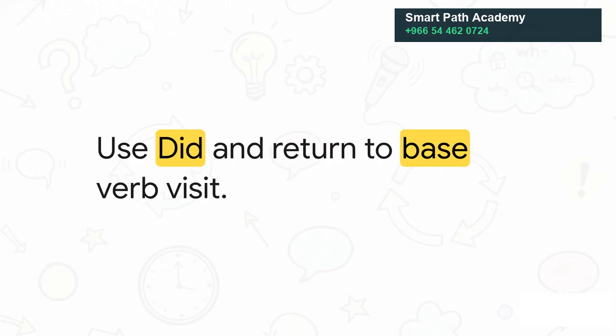Okay, so what if the action happened in the past, like they visited the museum? Well, for past tense questions, our go-to helper is did. So we just put did right at the front. Did they visit the museum? And let me remind you once again, look really closely here. The main verb, visited, returns to its base form, visit. The helper word did already does the job of telling us it's in the past.